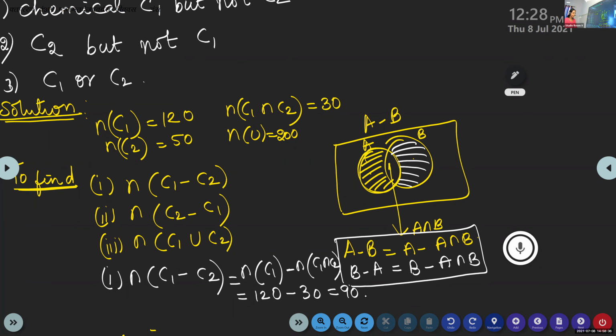Okay. Now find out the second one and give me the answer. Find out what is C2 minus C1. Yes? 20. Others, please check. Is it correct? And do the third one also. You can complete the third one. C1 union C2.